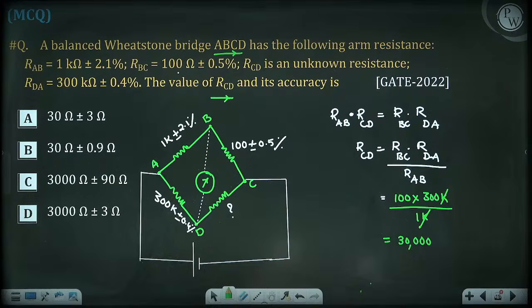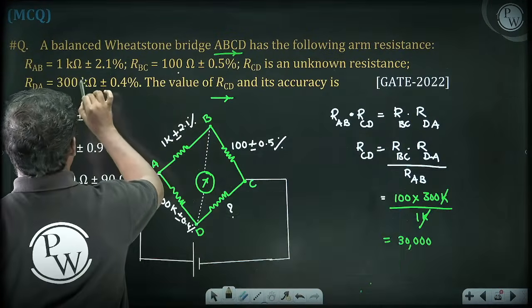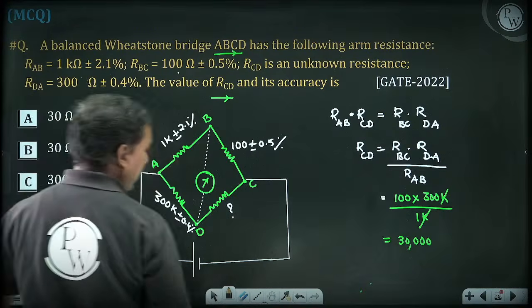Is the question correct? 1K, 2.1%, 100 ohms. That is 300 ohms, right? So that is a mistake. It should be 300 ohms, not kilo ohms. That is a mistake. Okay.